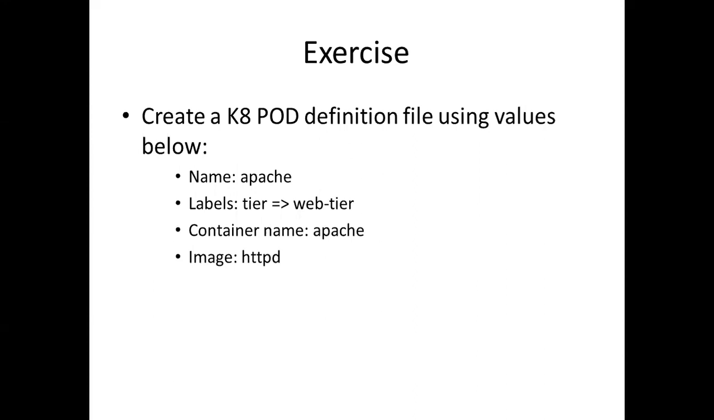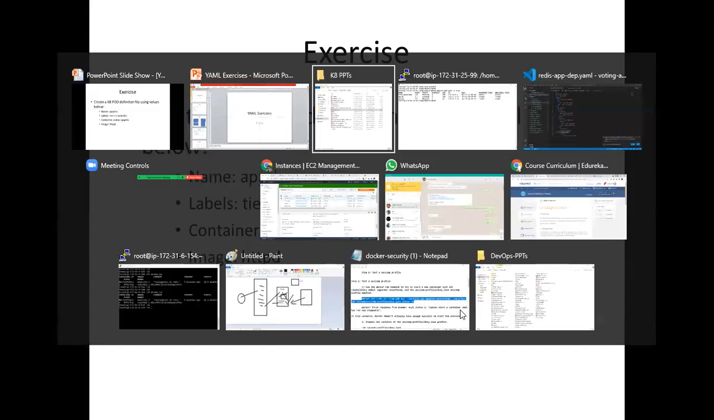Okay, so you need to help me now. You need to help me create a pod definition file using these values. The name of the pod should be Apache. Label should be tag equal to web tag. Container name should be Apache. Image should be HTTPD. Yeah, anyone want to try? I don't want to try.